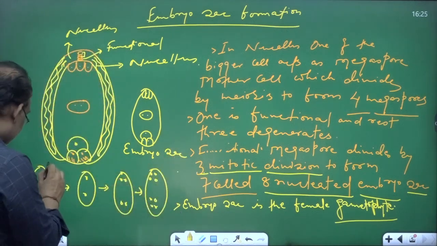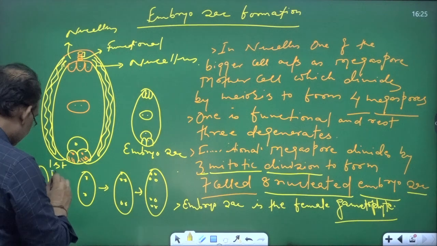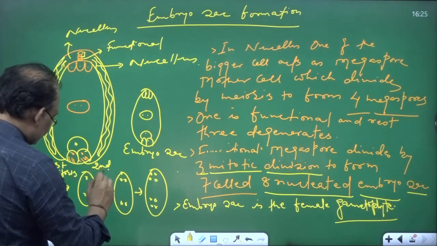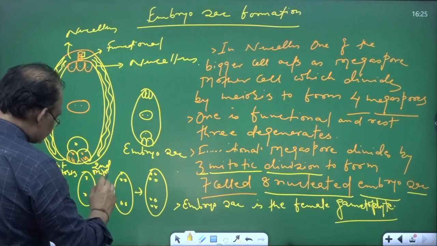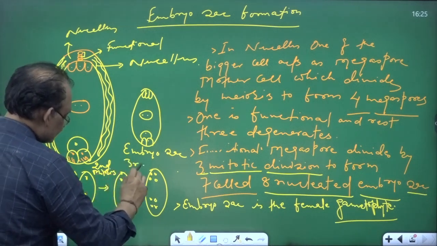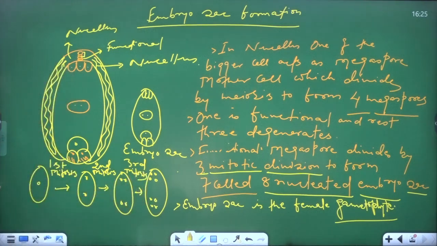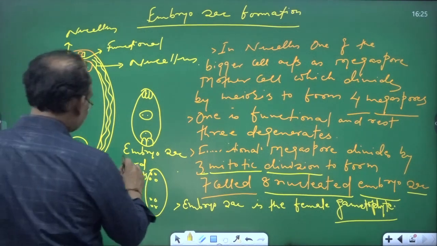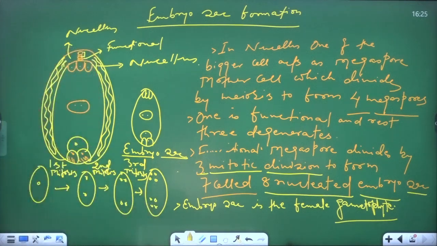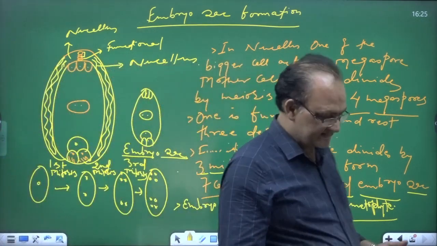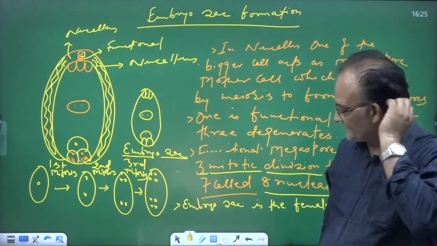So this is the first mitosis, this is the second mitosis, and this is the third mitosis. And this is how the embryo sac is formed. Okay. So the embryo sac is the female gametophyte. Now we will discuss double fertilization.